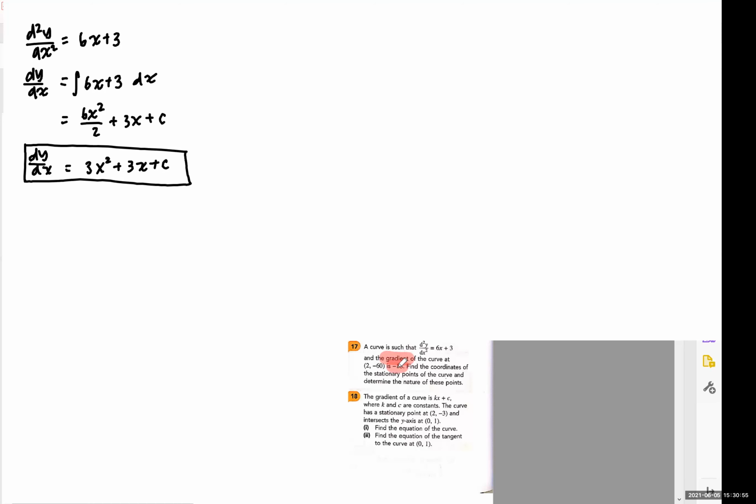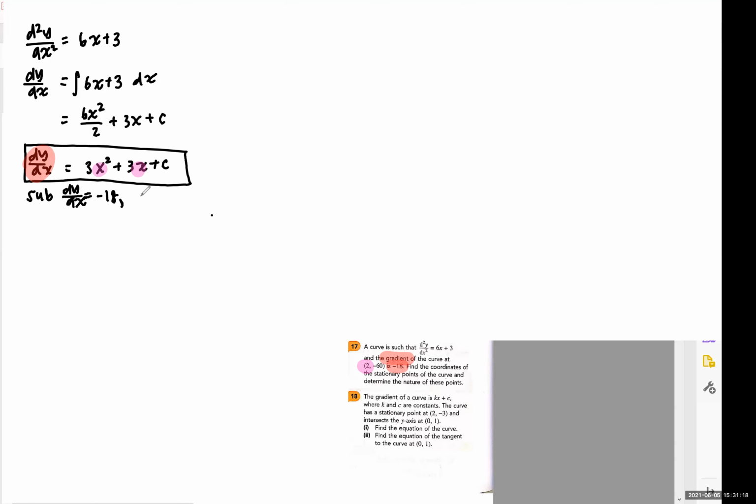The gradient is negative 18. So it means that this is my gradient, negative 18. And they also give me a clue here. Can you see x is 2? So it means that this one is 2. So right now I can start subbing in. I'll just sub dy/dx equal to how much, guys? Negative 18.